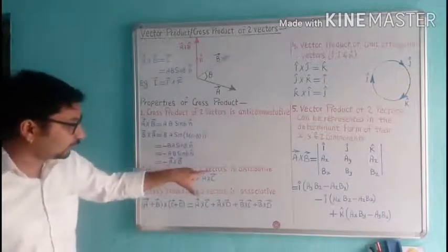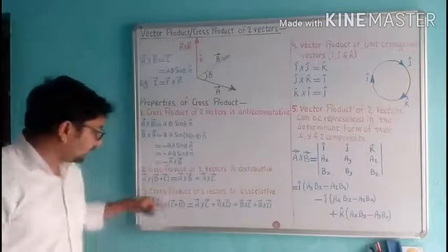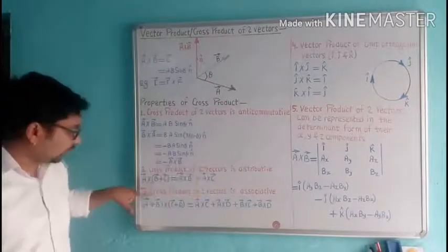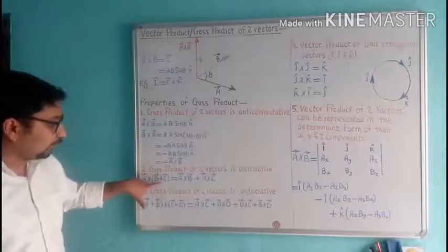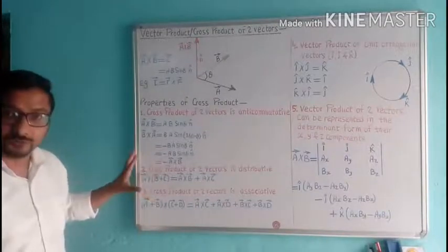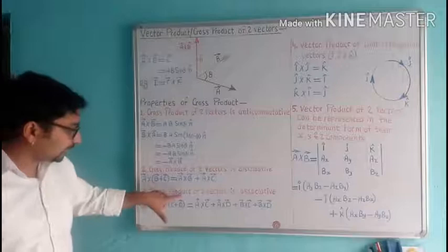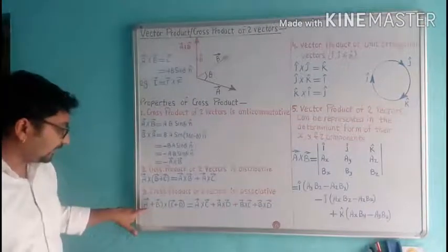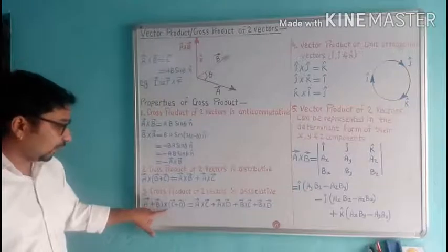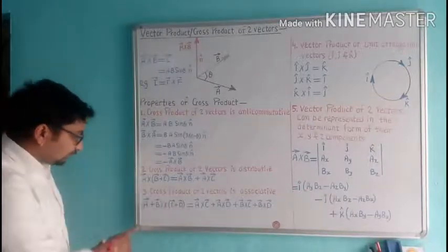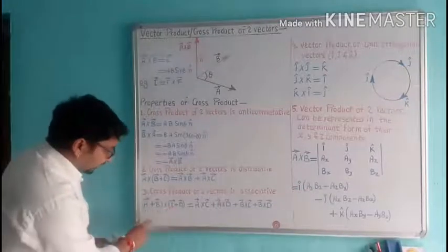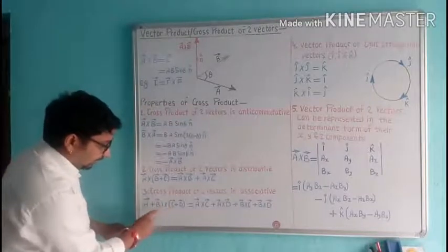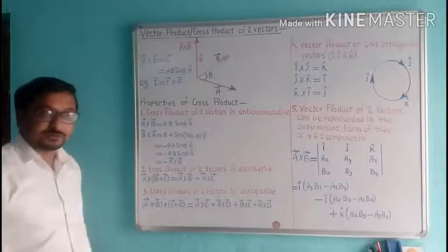Now cross product of two vectors is distributive. That is A cross (B plus C) is equal to A cross B plus A cross C. Cross product is distributive over the addition of two vectors. Now cross product of two vectors is also distributive in this form: (A plus B) cross (C plus D) is equal to A cross C plus A cross D plus B cross C plus B cross D.